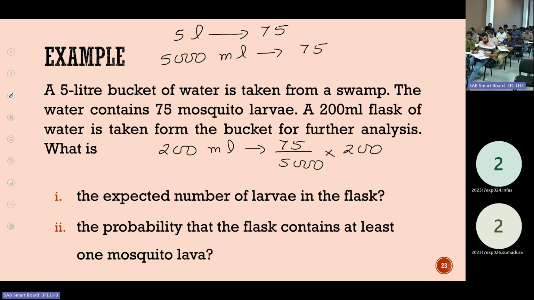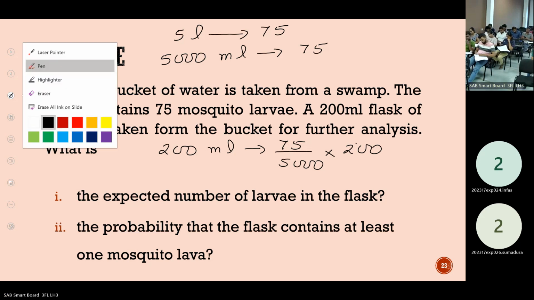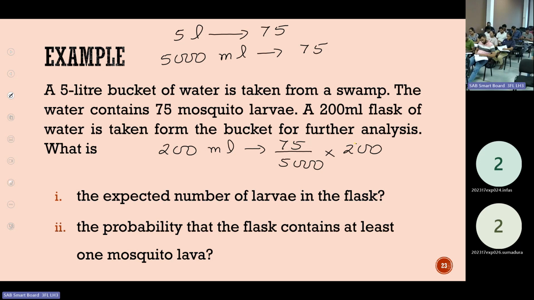How can we simplify? Here there are 2 zeros, and these 2 zeros we can cancel with these 2 zeros. These 2 we can cancel with this 50, so we get 25. So this 25 and this 75, 3 times. So the final answer here is 3. So that is, in the flask, the average number of larvae is 3.